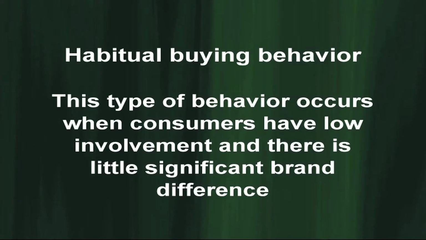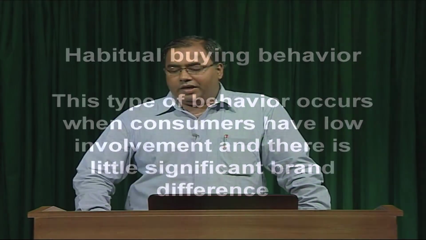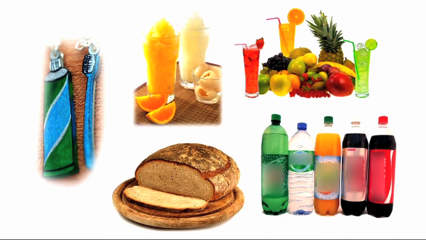Third, habitual buying behavior. This type of behavior occurs when consumers have low involvement and there is little significant brand difference. Here, there is low purchase involvement and few differences among the brands. For example, toothpaste, brush, cold drinks, fruit juices, bread, etc. These are items that one purchases regularly. He does not consider other alternatives available. The decision is made on the basis of his or her past experience with the product.